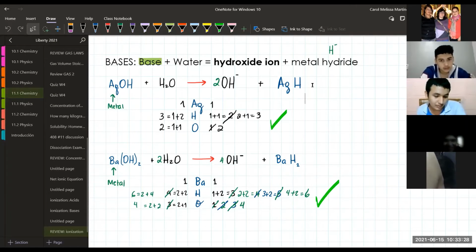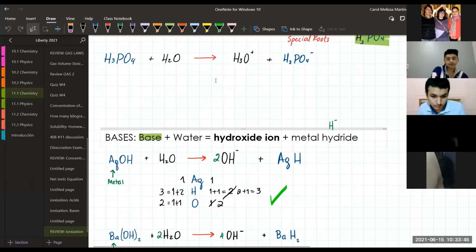In this kind of exercises, the balancing process is a lot more complex than the exercise itself. Okay, so I recommend to practice balancing this kind of exercises.